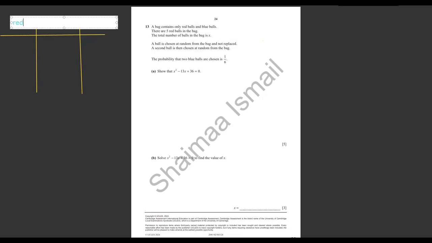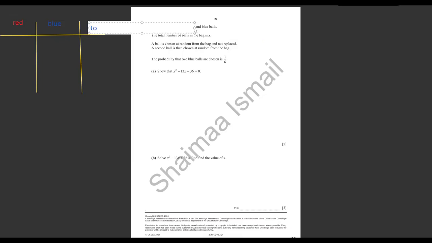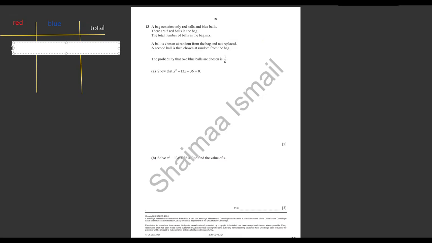So here we have red. Here we have blue. And here we have a total. So here we can say that there are 5 red. So actually the red here is equal to 5. And the total number is equal to X here. So the total here is equal to X.